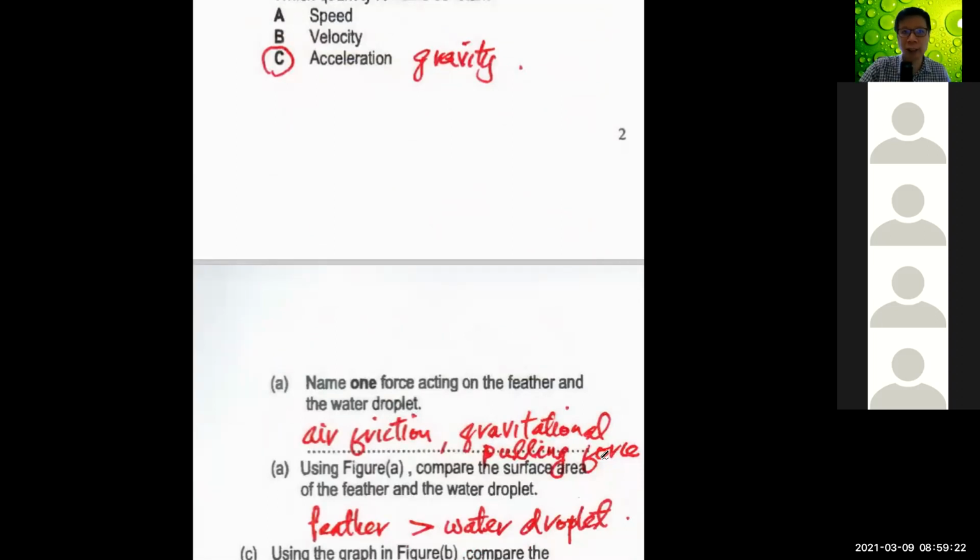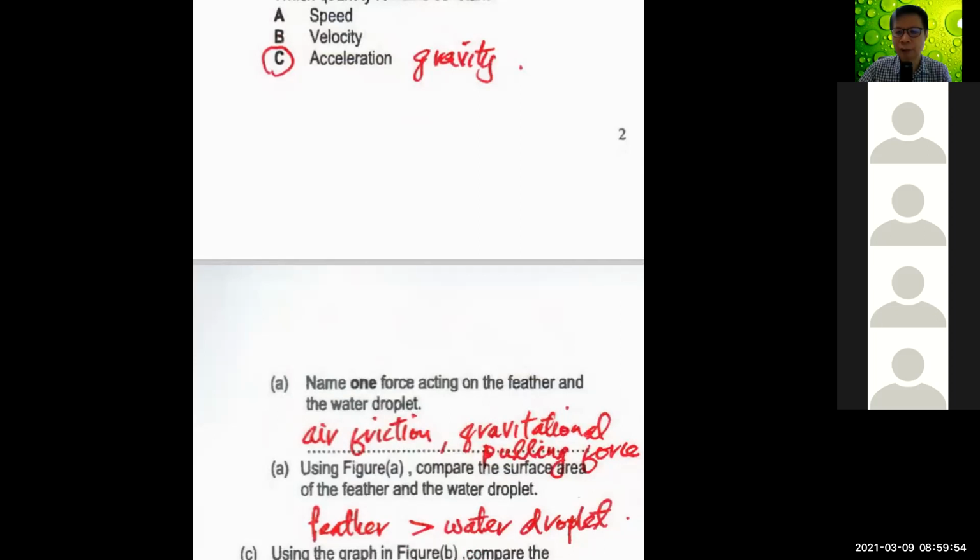One is the gravitational pulling force, pulling them down. Another one is because they are in contact with the air, so they have air resistance or air frictional force. Frictional is considered a type of force, so you know. Besides the gravitational pulling force, and using the figure, compare the surface area of the feather, which is bigger than the water. This is common sense only.